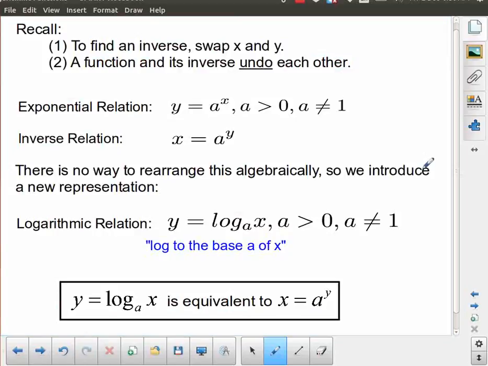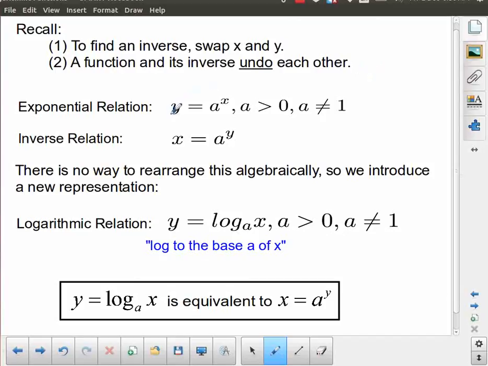Okay, so logarithmic functions are the inverses of exponential functions. So the way that we find an inverse traditionally is we swap the positions of the x and y variables. So essentially we are swapping the independent and dependent variables. And the other thing for you to keep in mind is that a function and its inverse undo each other. And I'm going to explore that a little bit more on the next page to illustrate what I mean there.